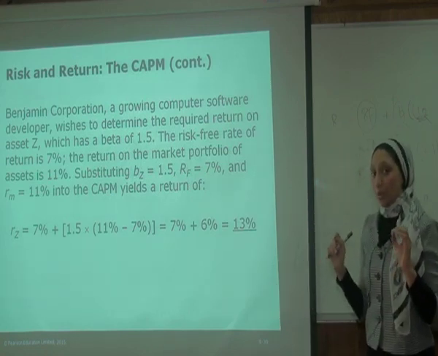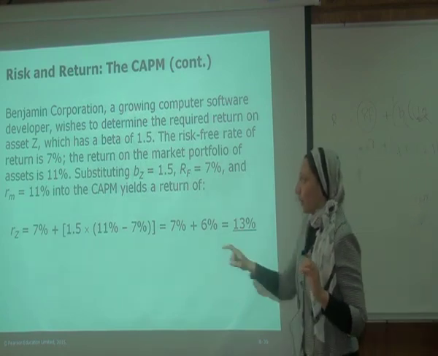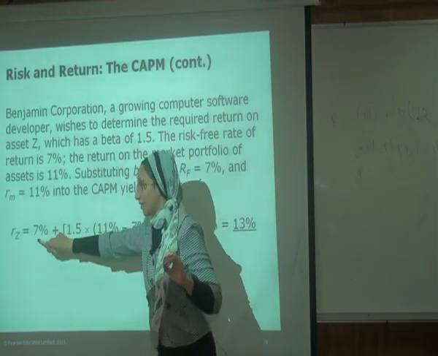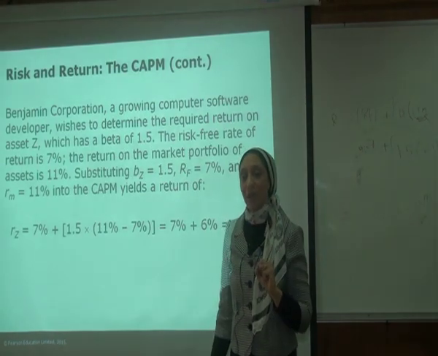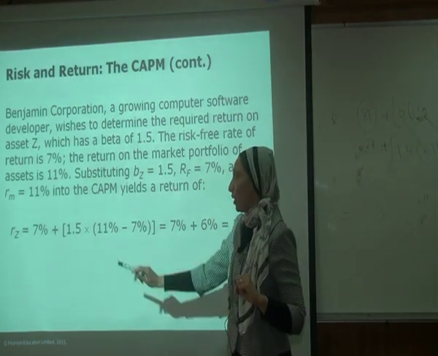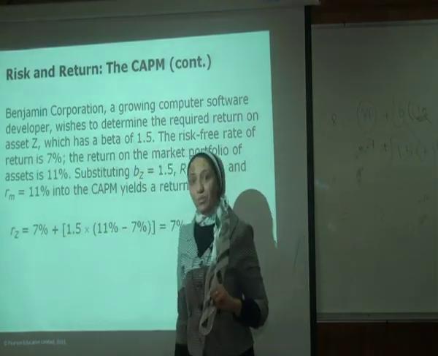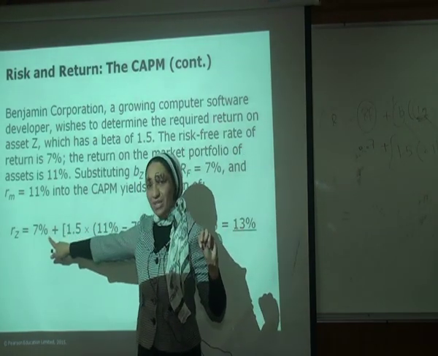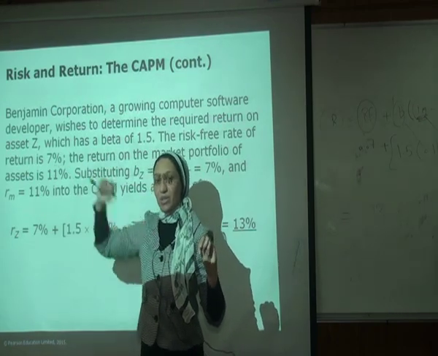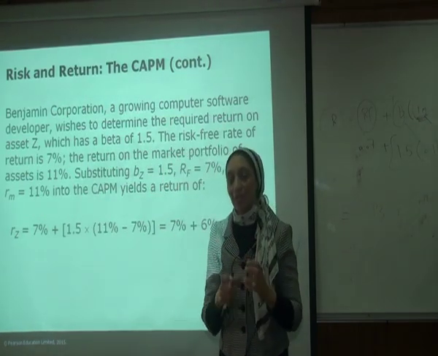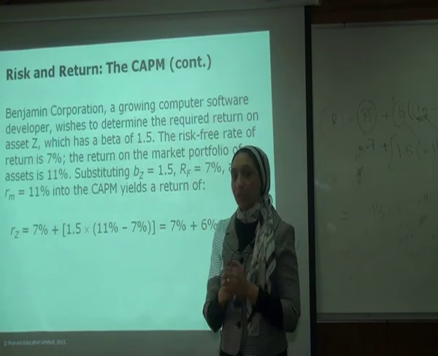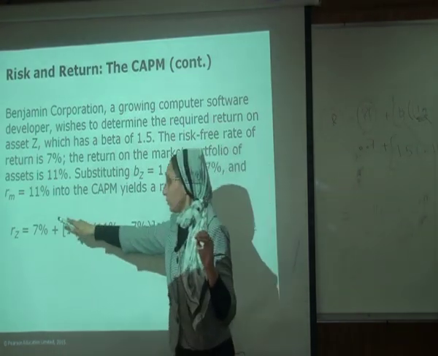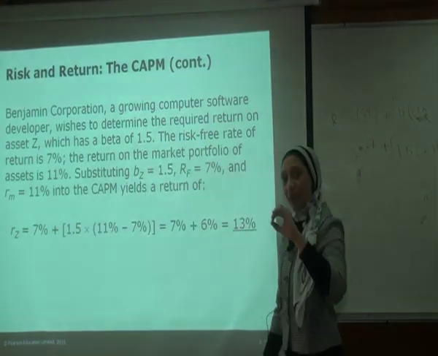Again, what I want to mention is the risk-free rate. The risk-free rate can change based on the inflation rate. So if the inflation rate increased by 2%, this means that the risk-free rate will not be 7%. It will be 9%. You will add the 2% increase in the inflation rate. So you have to know that the risk-free rate is affected by inflation.